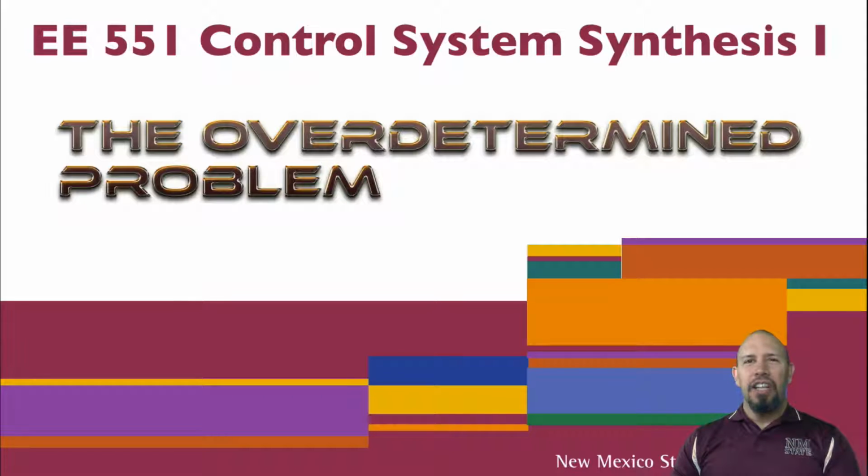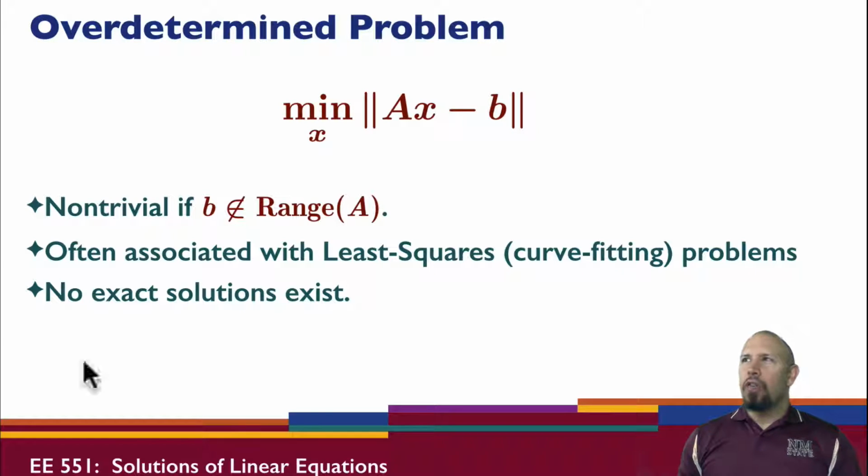We're now looking at the overdetermined problem specifically. Now, what exactly do we mean by the overdetermined problem? Well, again, we're going to be looking at a minimization problem that's like this. We kind of saw this minimization problem when we looked at the projection theorem, but instead of having y and m, now we have Ax and b. So it's a similar problem, with subtle differences.